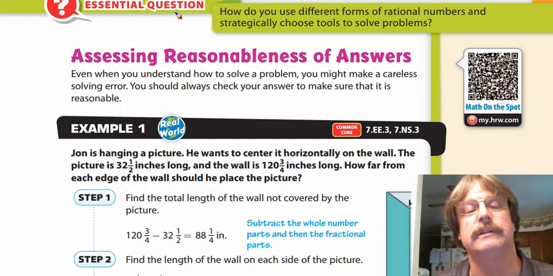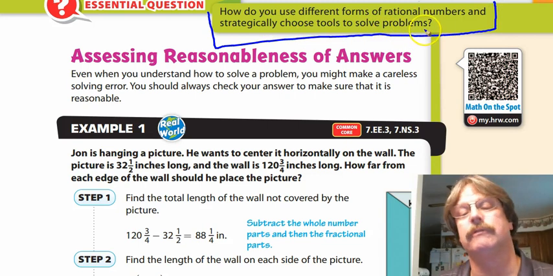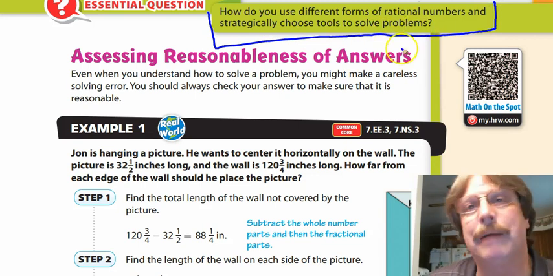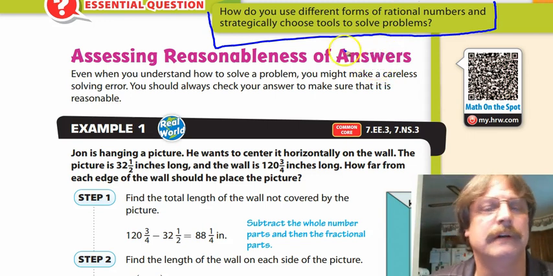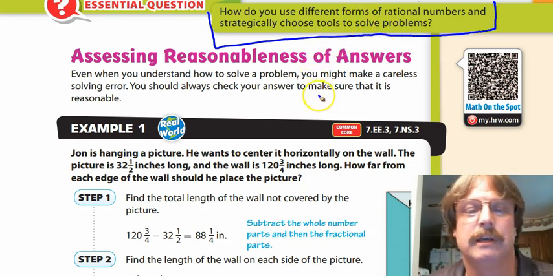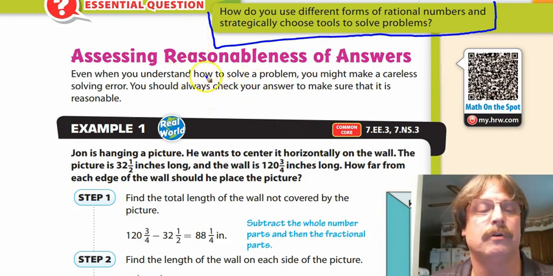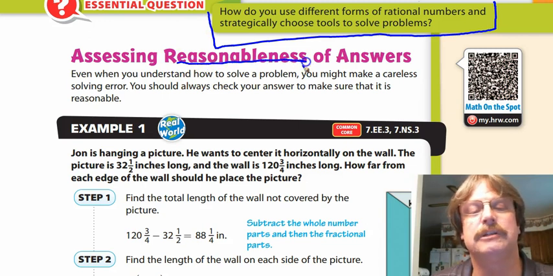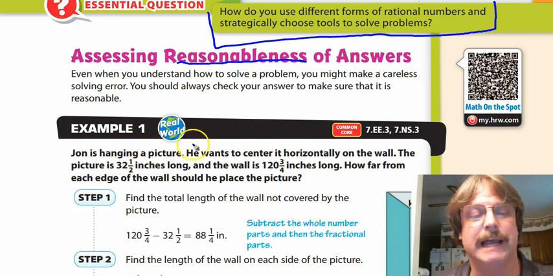The essential question then is, how do you use different forms of rational numbers and strategically choose tools to solve those problems? So we got all your operations: add, subtract, multiply, divide. You have fractions. You have decimals. You have positive and negative integers. You got the rational numbers. So you're going to have to look at all of that and figure out which one you're going to use. So one of the things you have to do is look at the reasonableness of your answers when you come up with them.